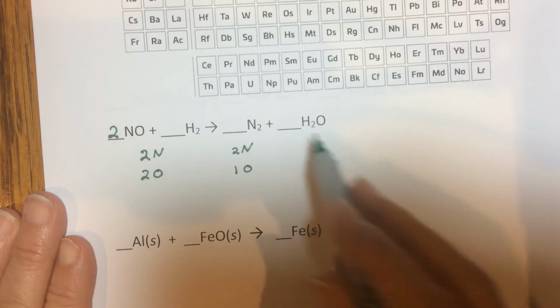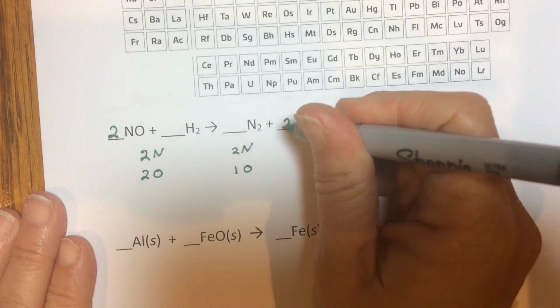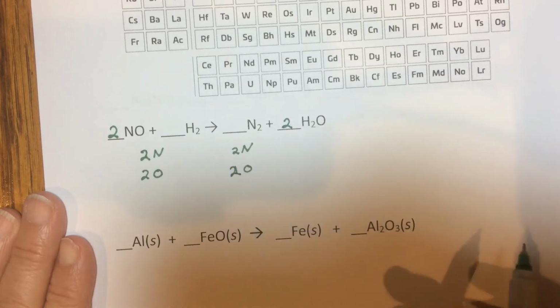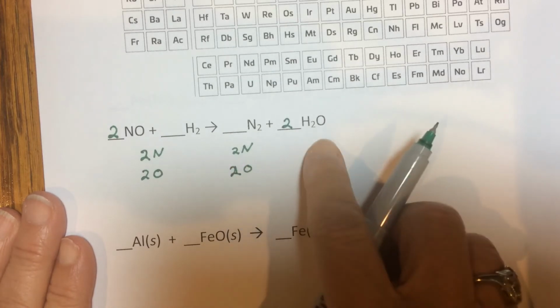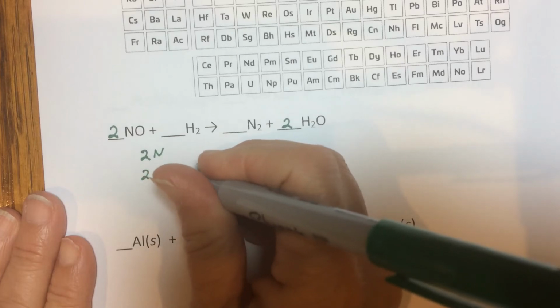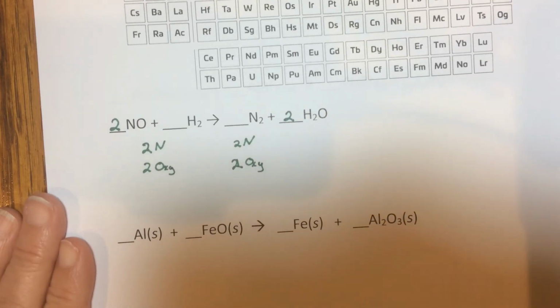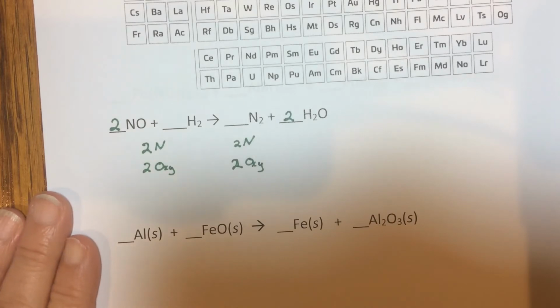I can change that though. I can change the coefficient to a 2, and now I've got 2 waters and 2 oxygens. I'm going to put, just so that doesn't look like a 0. Okay, our third atom that we need to look at is hydrogen.